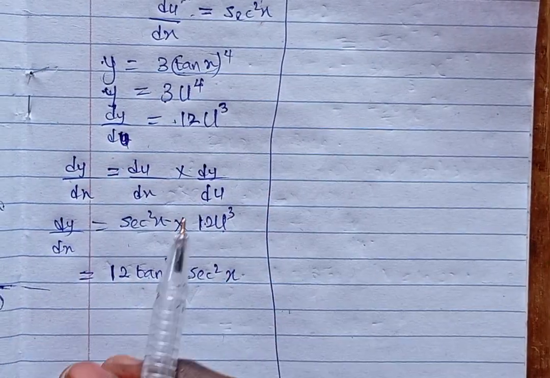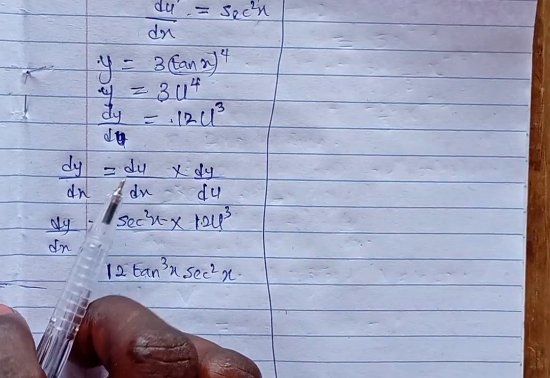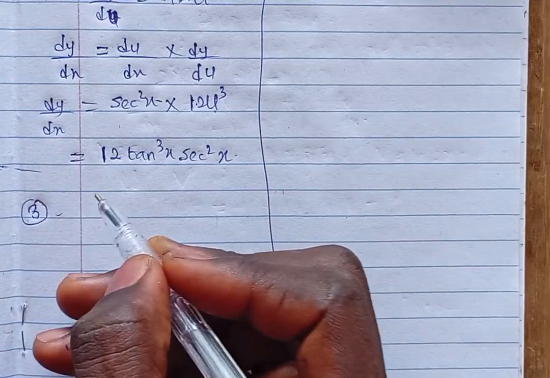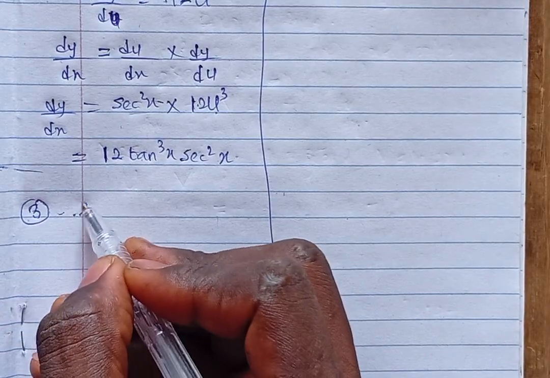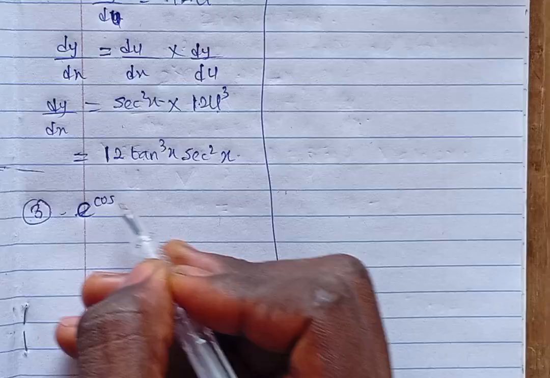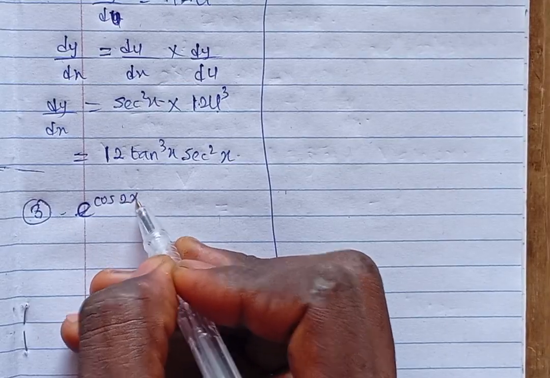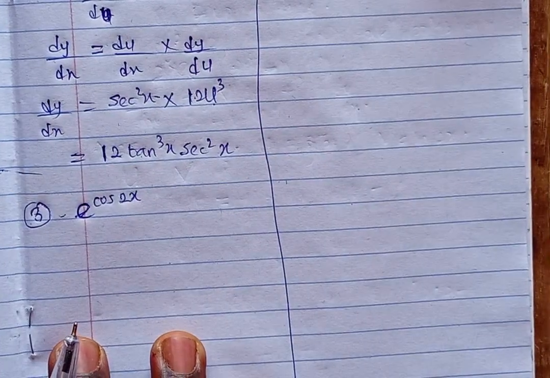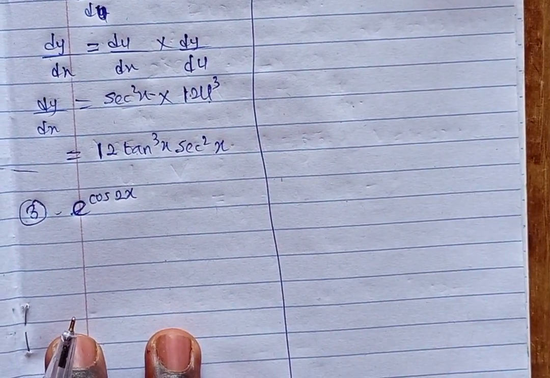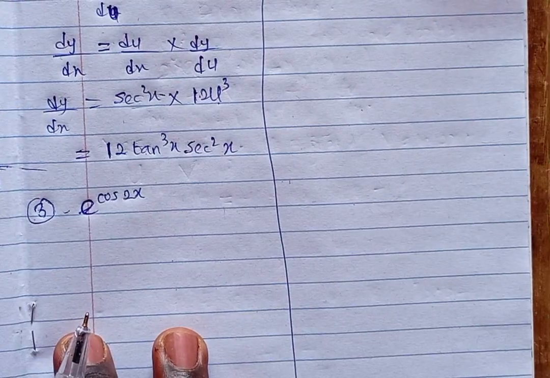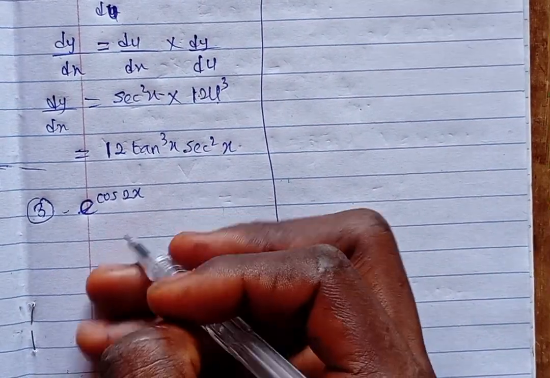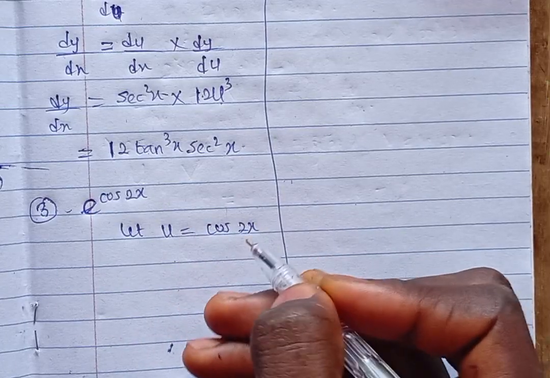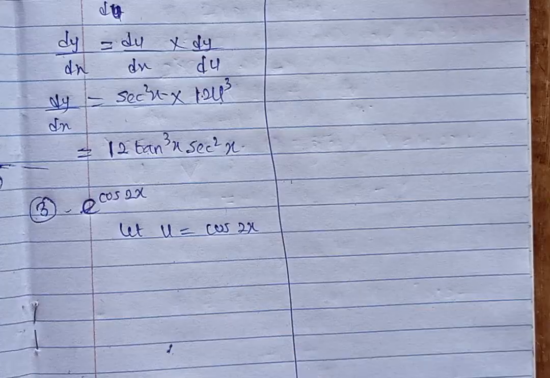Okay. Now let me solve the last question for you on chain rule. Let's see question 3. Let's say we have something like e raised to power cos 2x. How will you differentiate this one? You know that you will have to use chain rule. You just say let your u is equal to cos 2x, right?